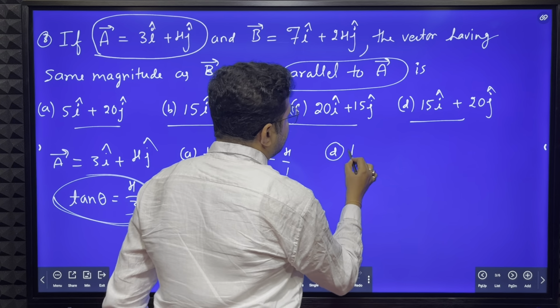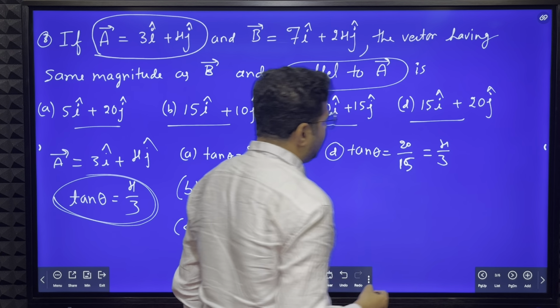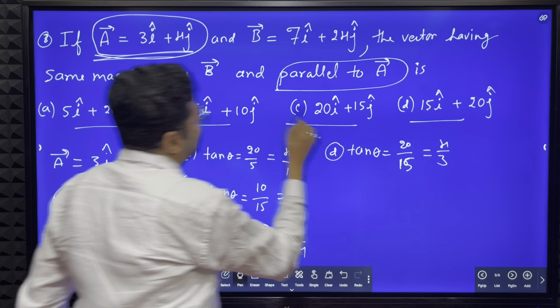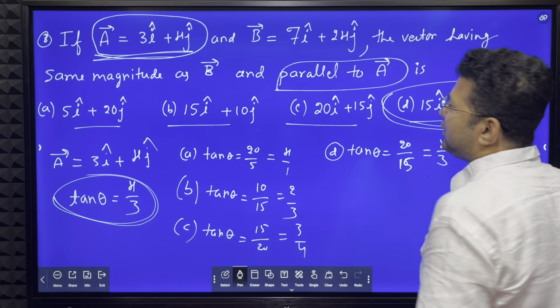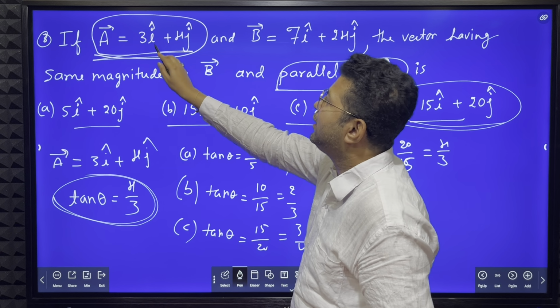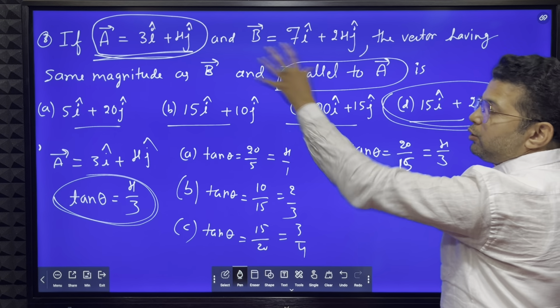20 by 15, 5 goes 3 times. 5 goes 4 times in 20. Okay. So vector A is parallel to this vector. See, if you multiply this vector with the 5, what happens? 15 i cap plus 20 j cap. So option D is parallel to vector A.